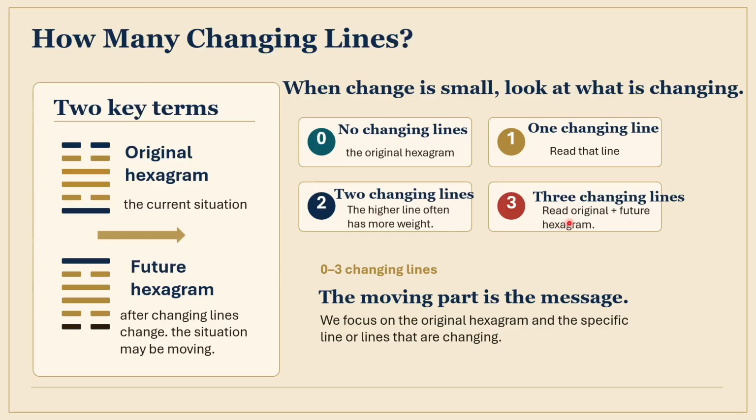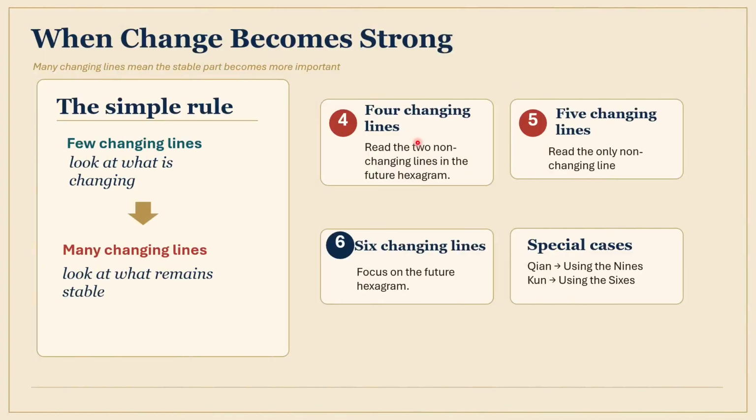If there are 3 changing lines, the change is already quite strong, so we read both the original and the future hexagram. The original hexagram shows where we are now, and the future hexagram shows where the situation may be going. If we have 4 changing lines, most of the hexagram is already changing, so instead of focusing on what is moving, we look at the 2 lines that don't change in the future hexagram. These stable lines may show what remains important during the change.